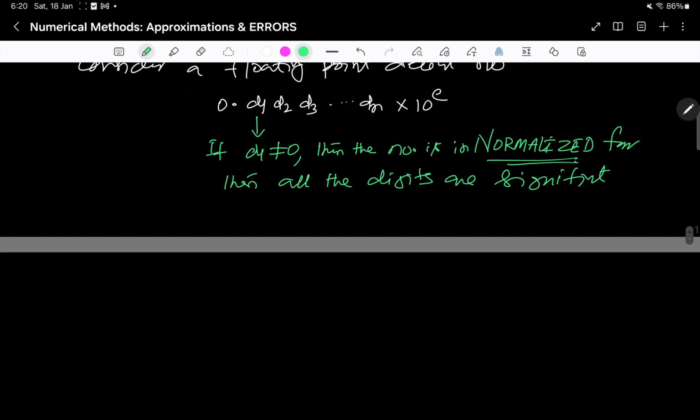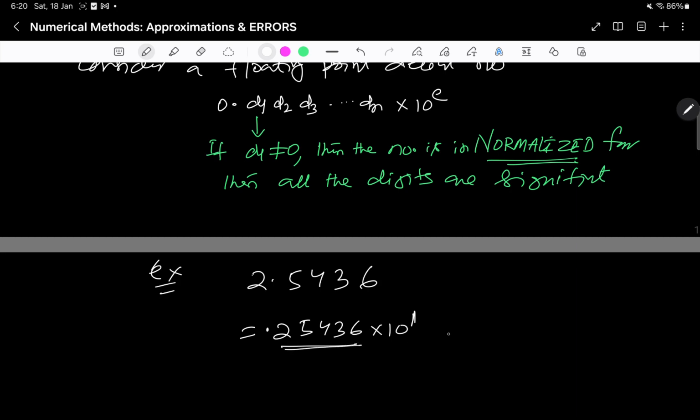If I write, for example, suppose 2.5436, here all the digits are significant, or I can write it as 0.25436 into 10 to the power 1. You see all the digits are significant here. So how many significant figures? 1, 2, 3, 4, 5 significant figures, okay.